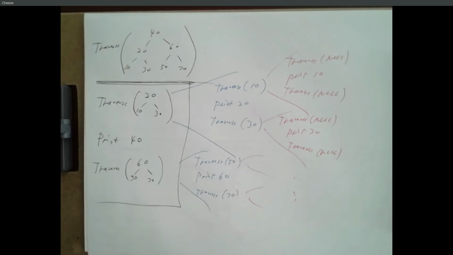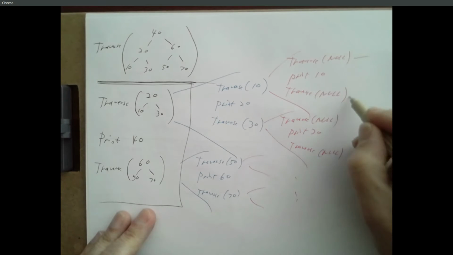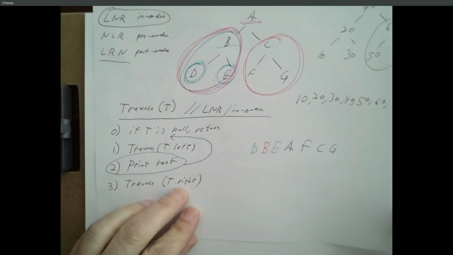Same thing down here. And when you call traverse null, it's just going to return. Right, that's step 0 of our traverse function. If the tree is null, just return.